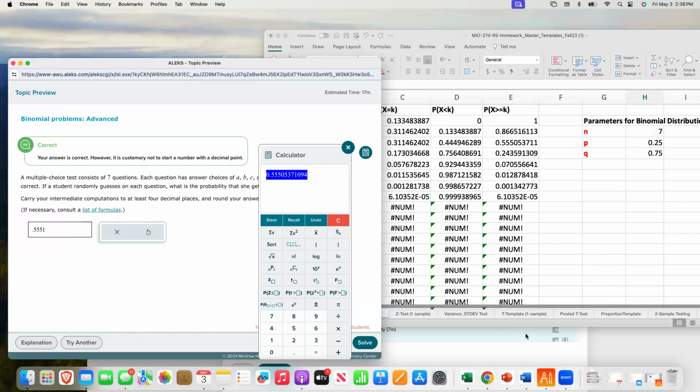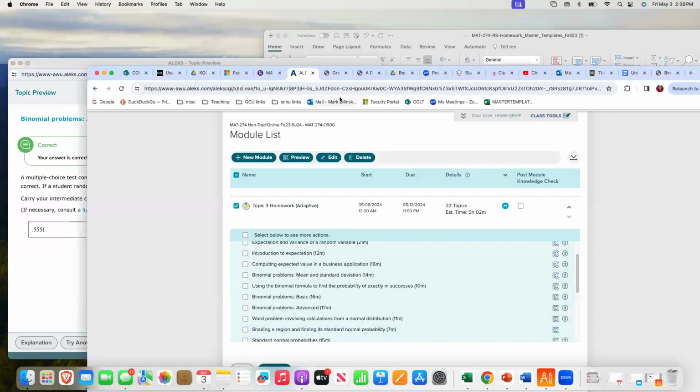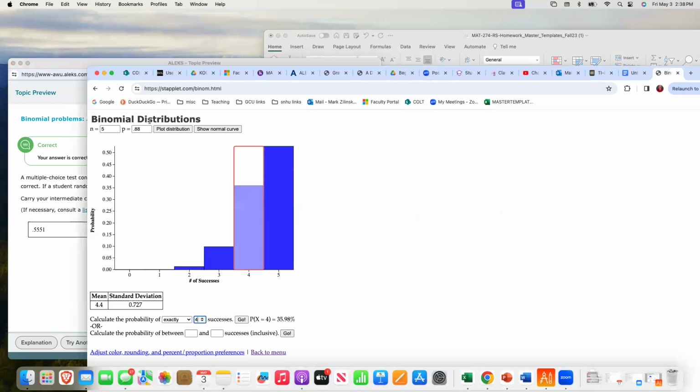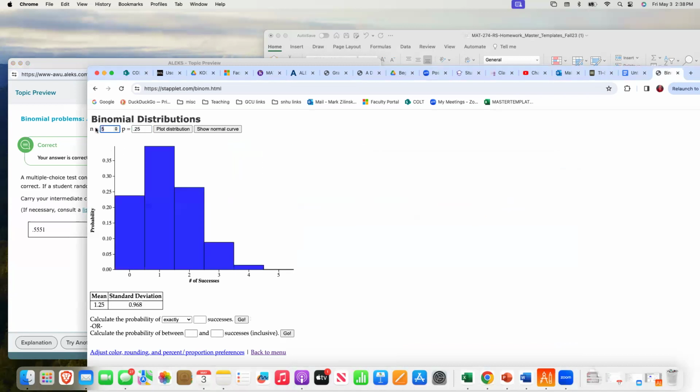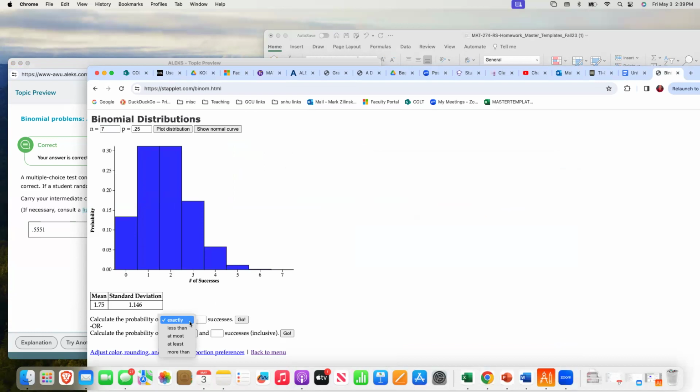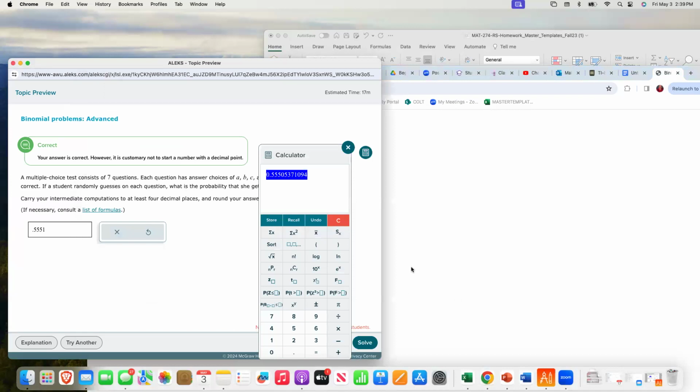It's a whole heck of a lot easier using the spreadsheet. And again, the same would be true on StatCrunch. If I go over here and just change these things to 0.25, and 7, and now it means at least 2. We can actually use the terminology that they did. This is kind of nice, and they will highlight it for you also. But again, you have your 0.5551, once I convert to a decimal. All right, so there you have it for the binomial.